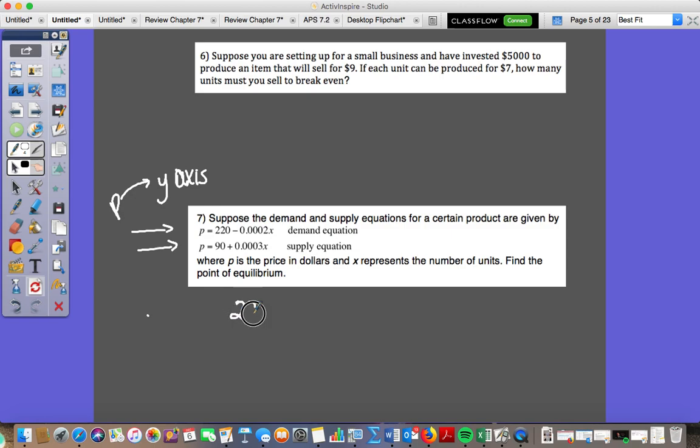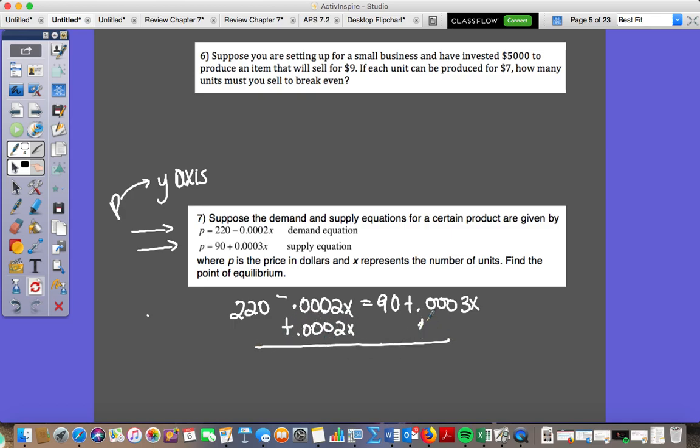If that happens on your calculator, you know what? We'll do this. Because it's such a small difference, this number is going to be really, really big. And so we're just going to solve it the way that we know how, by setting them both equal to each other. And really that's what you're doing when you're solving for the point of equilibrium, or where they intersect. So we're just going to simply get both of the x's by itself. I get 0.0005x when I cancel here. Subtract 90, so this is 130 equals 0.0005x. So we're going to divide by 0.0005.